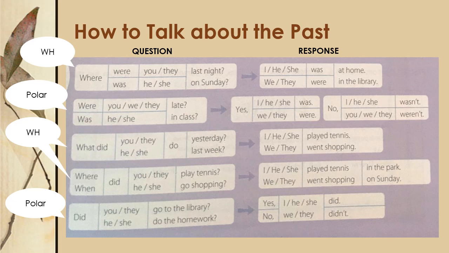And this one, it did not start with were and was, but it did start with did. It's a past tense of do. So did you go to the library? Yes, I did. Did he do the homework? No, he didn't. No, he did not. So those are the two ways that you can talk about the past, through WH conversations and through polar conversations. Just remember that you need to use the past tense in order to talk about the past, and you might also need a time word or time words or time phrase like this.